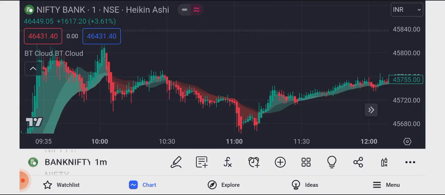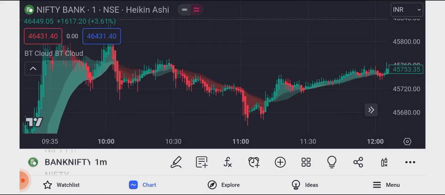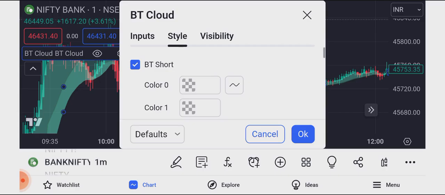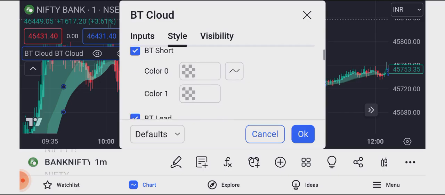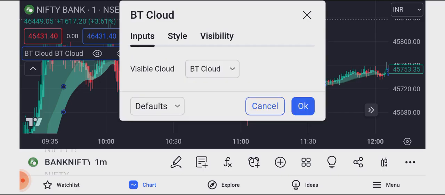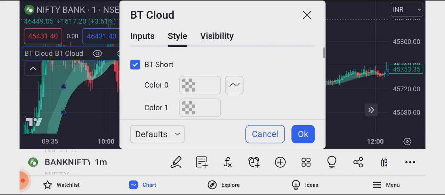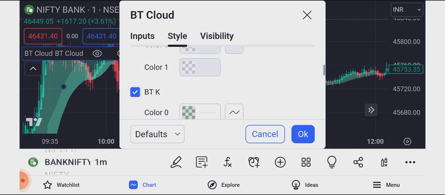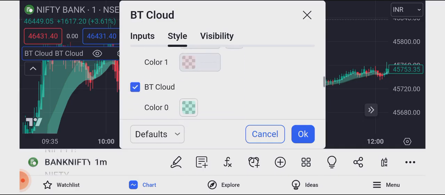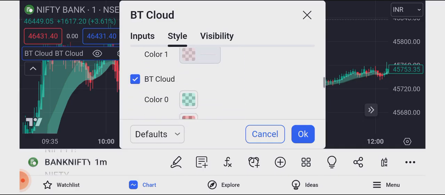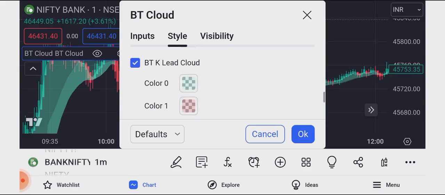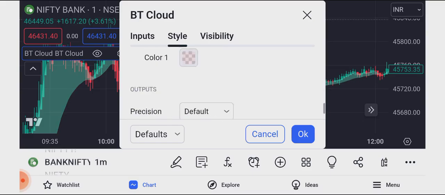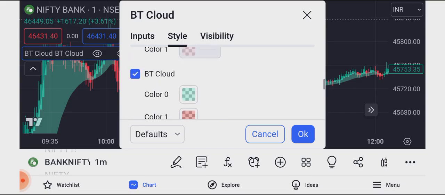Now if you check, there is a green and brown ribbon coming, so we just change the settings because we do not need many things. Go to style, because in the inputs there is nothing to change. In style, the first option is BT Shorts, you just remove that. BT Lead, remove that. BTK, remove that. Only BT Cloud you need to select, and the rest you need to unclick.